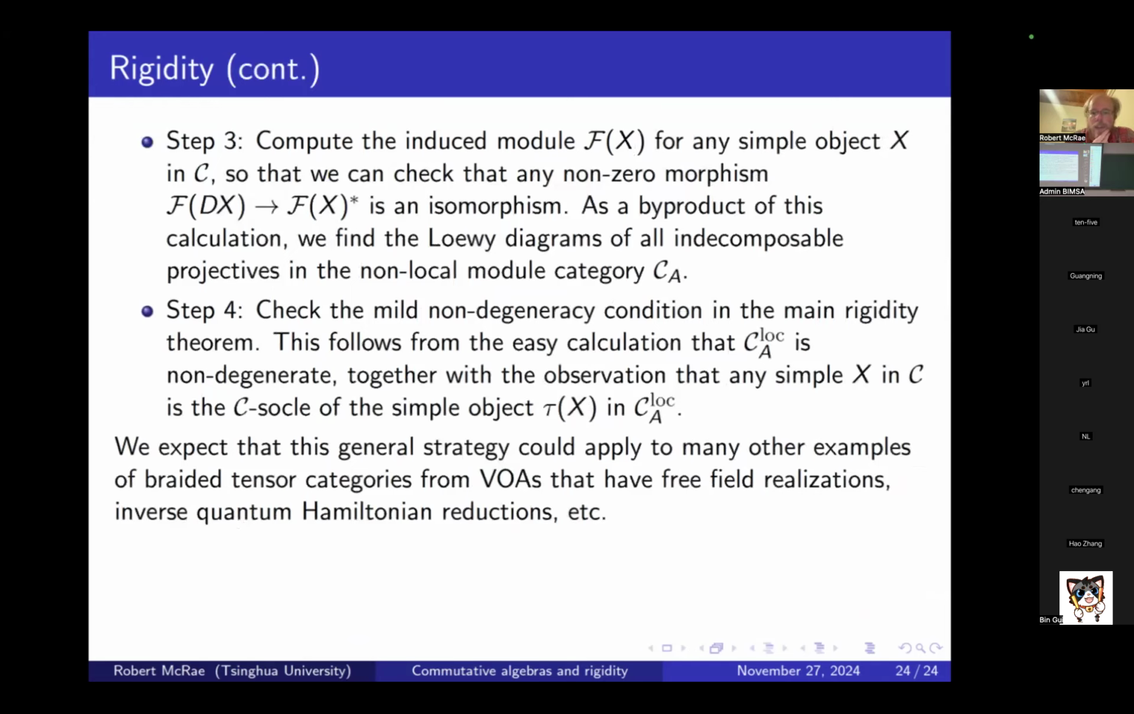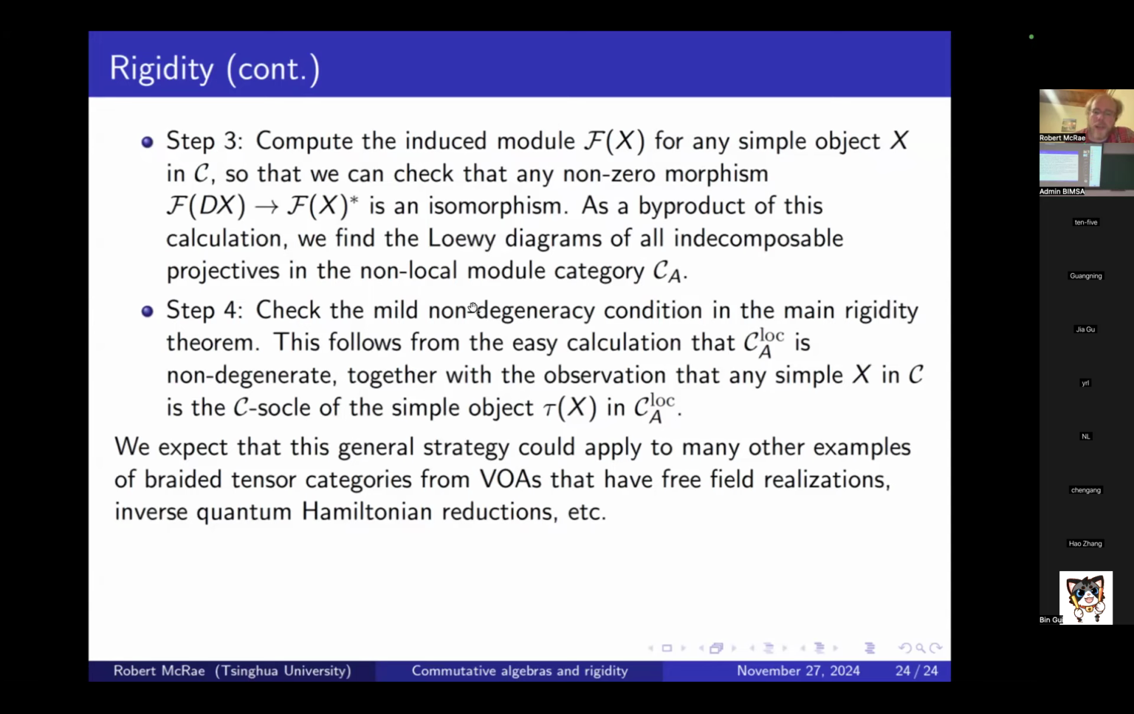Step 3 is we finally compute all of the induced modules explicitly, and that allows us to check that this induction functor commutes with the dualities. And just as an interesting byproduct of this, we can completely, at least in terms of the category structure, describe what the projective objects in the non-local module category CA look like, because CA loc is semi-simple, it turns out, but you can take non-semi-simple extensions of objects in CA loc, which turn out to be non-local modules.